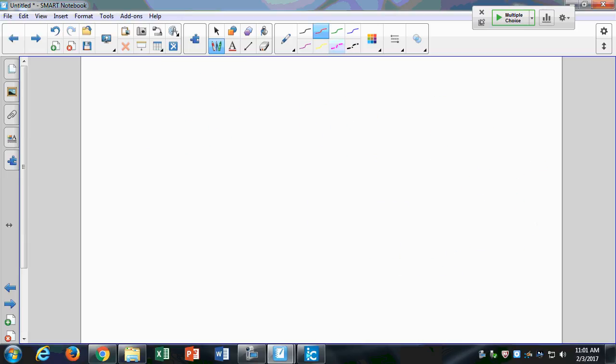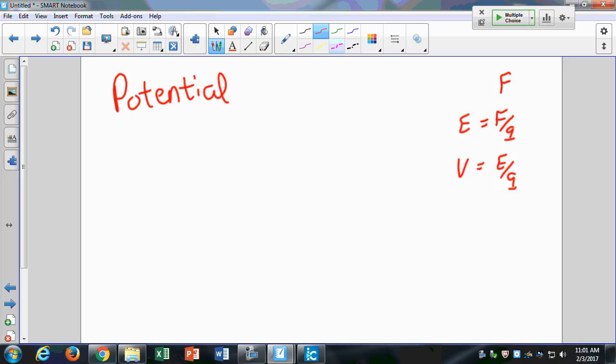So regarding potential, remember guys, we're dealing with 3 big ideas. We're dealing with forces, we're dealing with electric fields, which are force per charge, and we're dealing with energy per charge, which is our potential. So this is forces, this is electric fields, and this is our potential. Also remember that those equations all look very similar, so try to keep them straight in your head. F equals k Q Q over R squared. E equals k Q over R squared. V equals k Q over R.